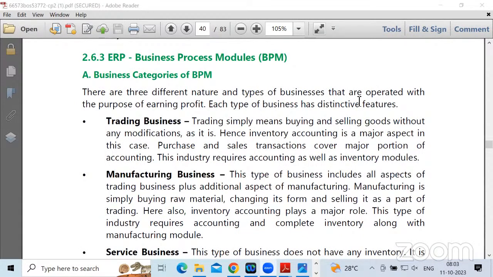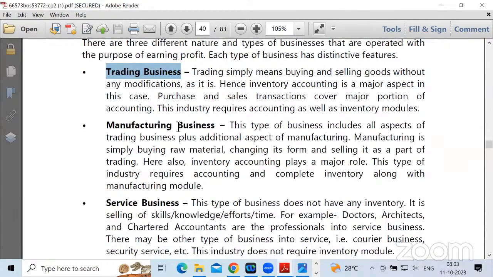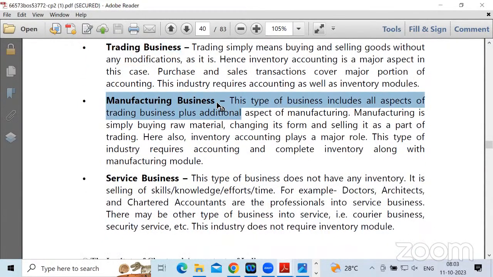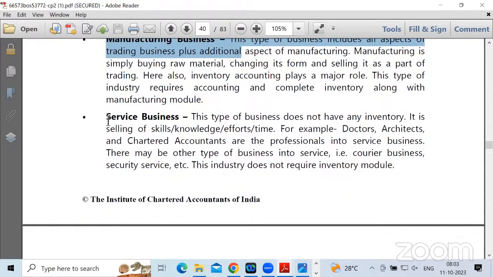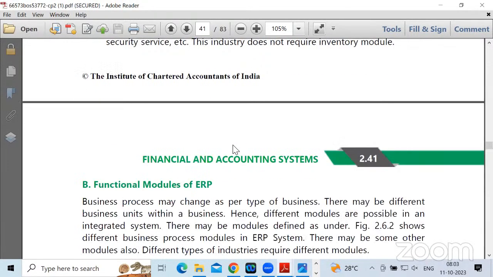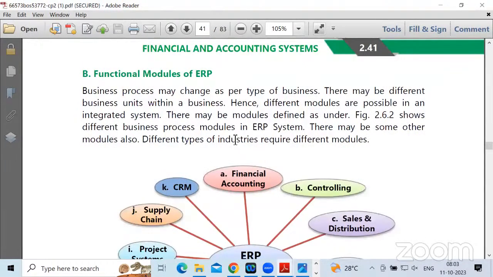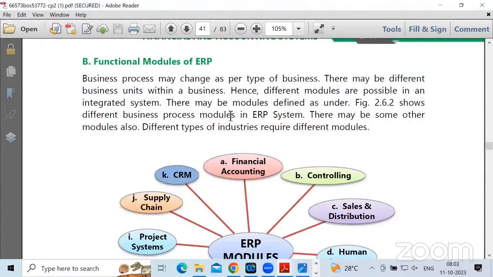Business categories of BPM, business process modules. Trading business: what is trading? Buying, selling. Manufacturing business involves manufacturing activities. Service business provides different kinds of services like education, transportation, electricity, etc.